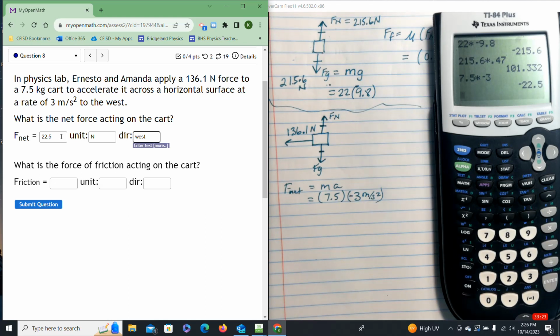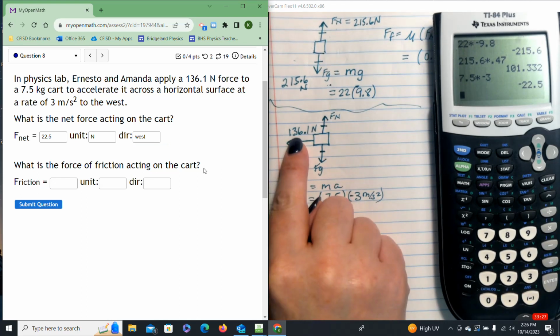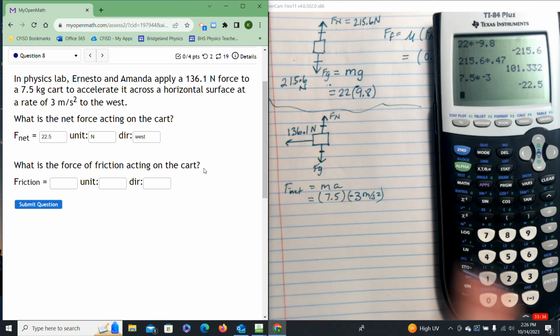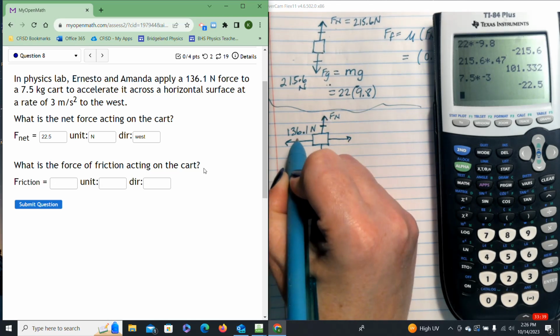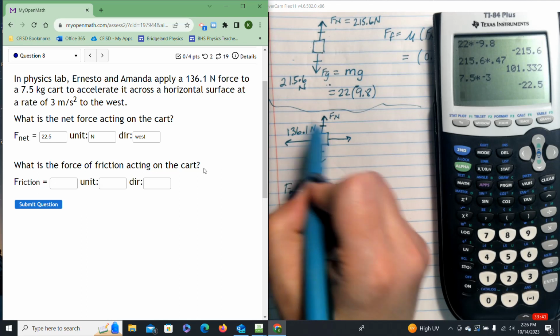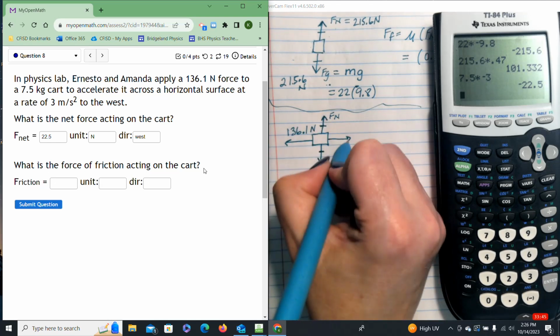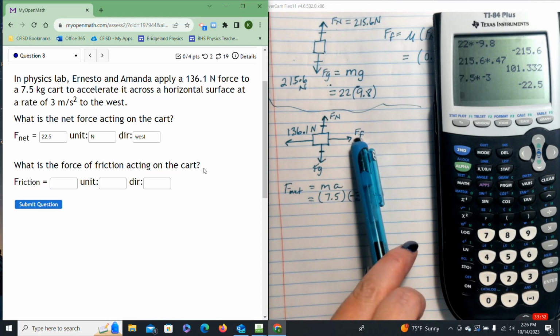So based on that, I know there's friction. There has to be, because this is 136.1 newtons, and yet my net force is only 22.5. So the amount of force over here cancels out almost all of this, because I only have 22.5 newtons left that's actually doing something. Okay, so I know that there's friction now. It was kind of implied based on the fact that they're asking me for it, but I didn't know. But I know that this number is only 22.5 newtons smaller than this one.